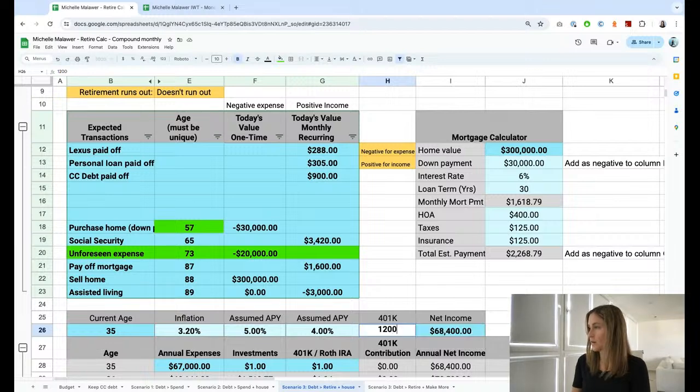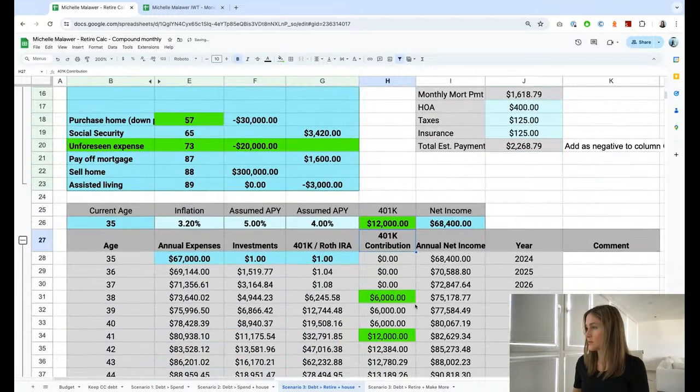This should be 12,000. Oh no, it'll start at 18,000. So for the first couple of years, they start contributing 6,000, and then after that, it becomes 18,000 to the 401k if they have an employer, or to a Roth IRA. 18,000 would obviously be too high if it's a Roth, so these numbers might need to be adjusted.